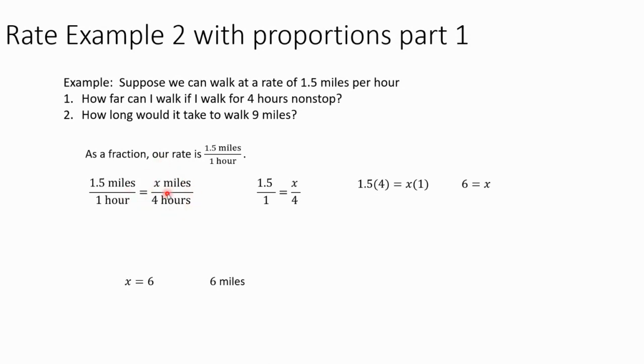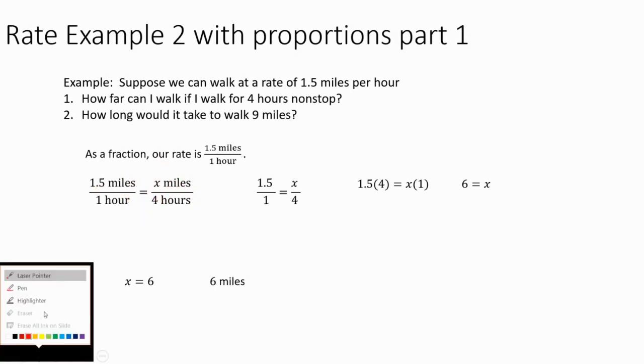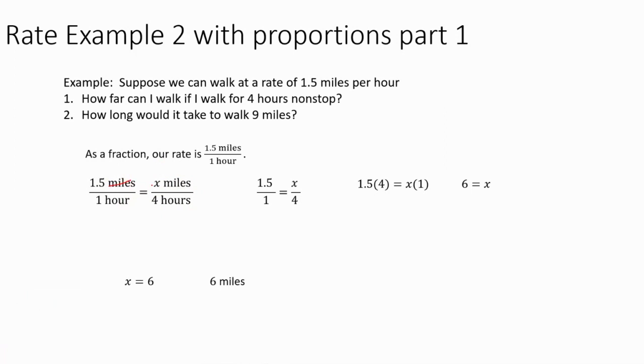So what do we do? Set them equal to each other and cross multiply. The units are going to cancel with each other, and we're left with this here. Cross multiply, so we get 1.5 times 4 equals x times 1. And that's just 6 equals x. So x equals 6, and our answer is 6 miles.